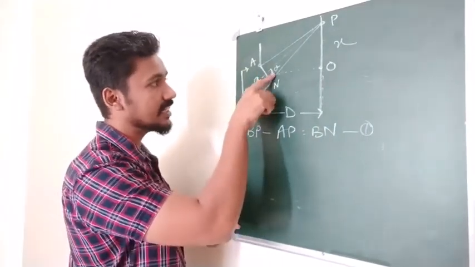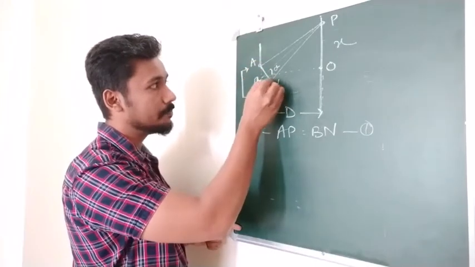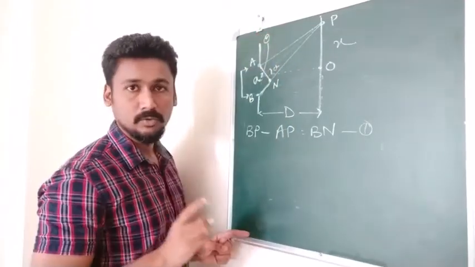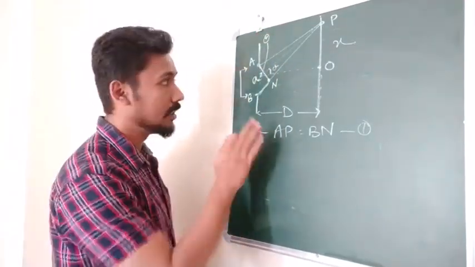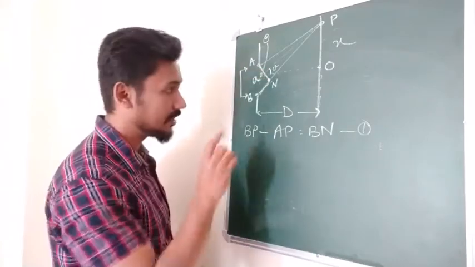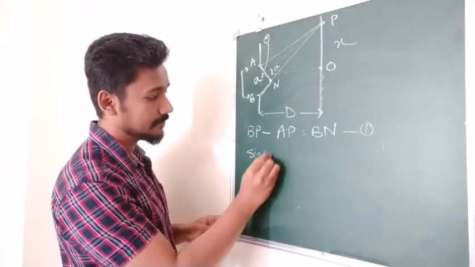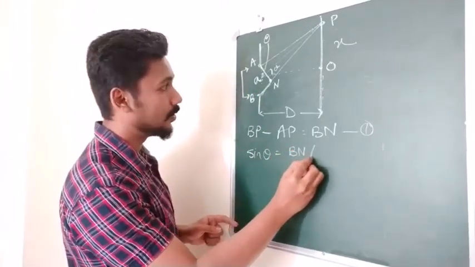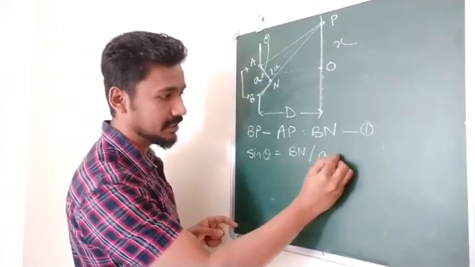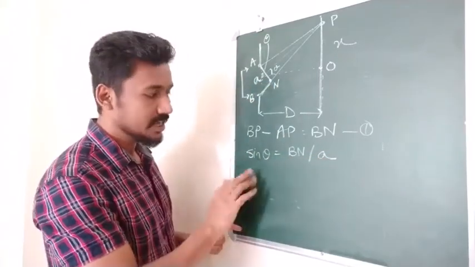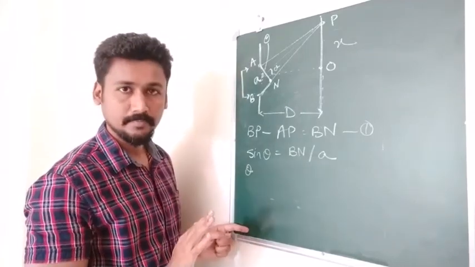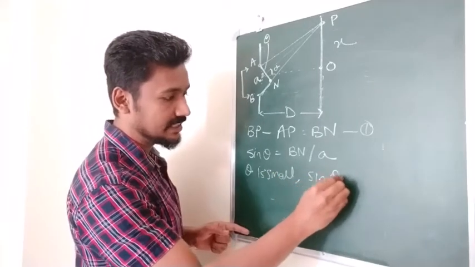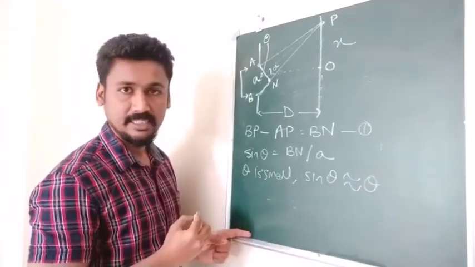Then if this is angle theta, then this angle NAB will also be equal to theta. That is simple geometry. Now you can write sine theta is equal to opposite upon hypotenuse, that is BN upon hypotenuse, that is AB, which is nothing but the slit width a. We are assuming theta is very, very small. If theta is small, then you can say that sine theta is approximately equal to theta.